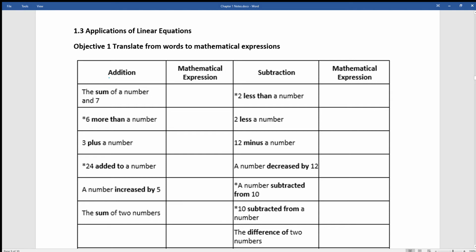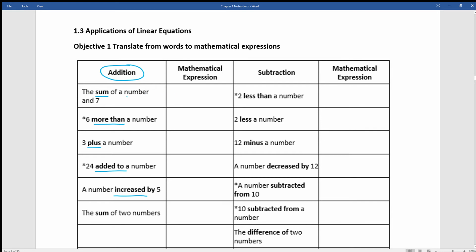It's learning what words are associated with what operation. So for example, we're going to be looking at the words associated to addition, subtraction, multiplication, and division. So when the operation is addition, you'll see words like sum, or more than, or plus, or added to, or increased by. Sum is the answer of an addition question. So we'll start with the sum of a number and 7.